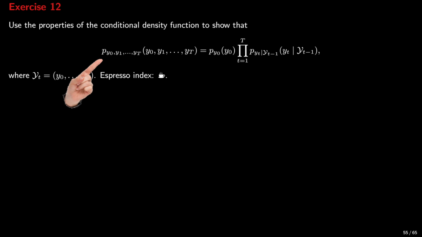This formula is a decomposition of the joint density function of all y's as a product of conditional density functions. So pause the video and try to prove this, and if you get stuck, a hint will follow in a few seconds.